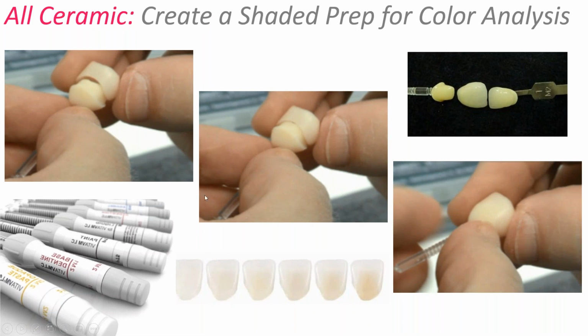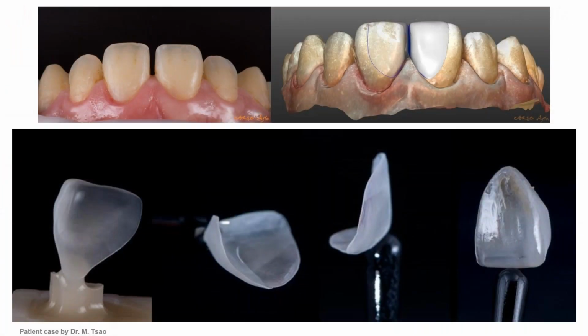So all we have to do is use an indirect composite material, after your restoration, any all-ceramic restoration, and make a pseudo prep of the color of the stump, then put them together and match them up, and then do any color changing or polishing. It also helps protect the margins when you polish it and so forth.